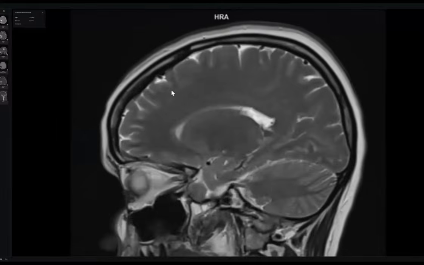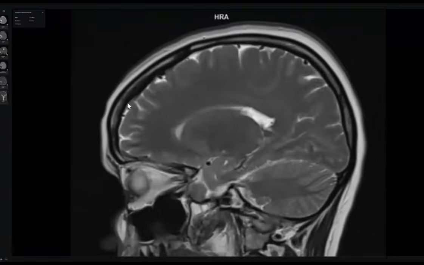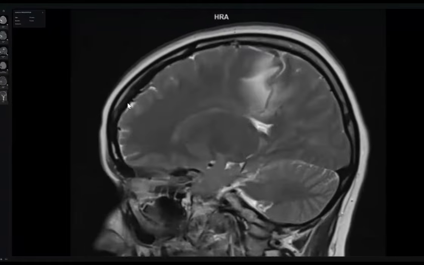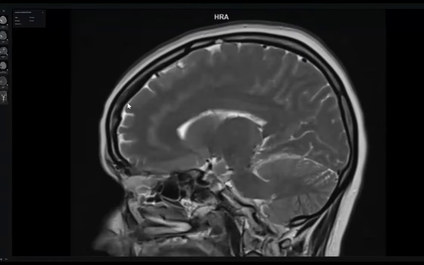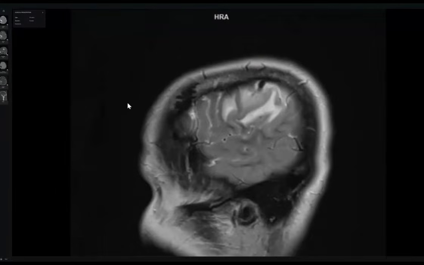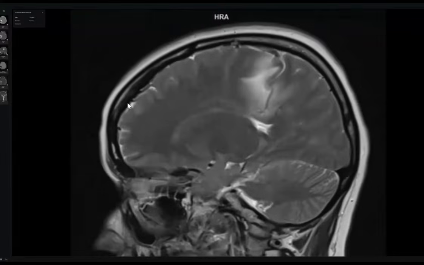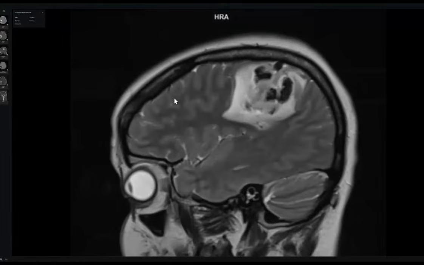This is sagittal MRI T2. I can again see the signal intensity in the same location of the lesion with surrounding edema.